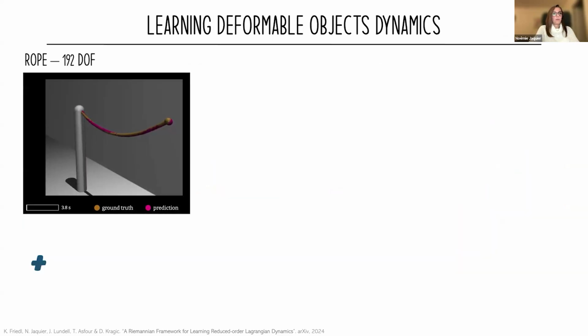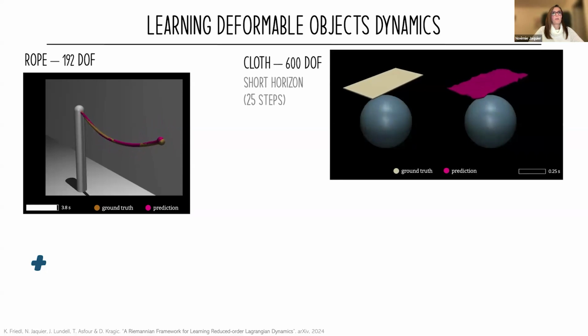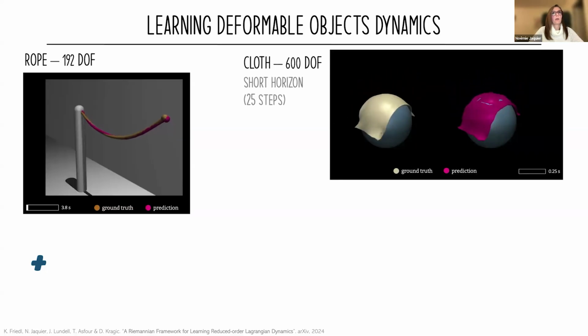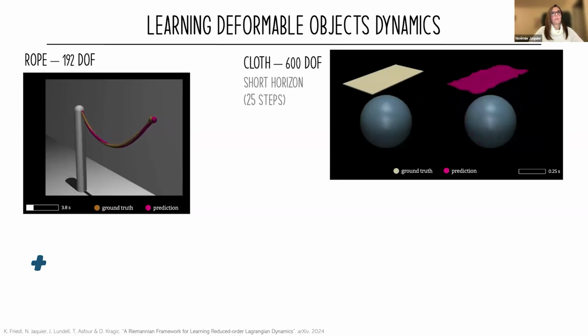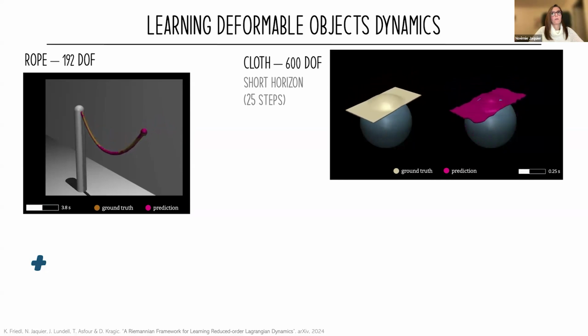Okay, so here are a few results. We applied this approach to learn dynamics of deformable objects. Here we have a rope, which has 192 degrees of freedom, so it's a space of dimension 192. You see here the ground truth and the prediction that we can obtain with the model. They match each other pretty well. Then we tried an even higher dimensional system. Here we have a cloth, which we represent as a 600 degrees of freedom state space.